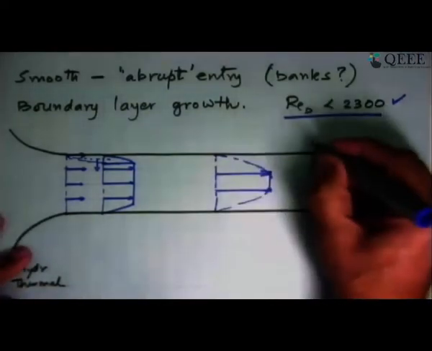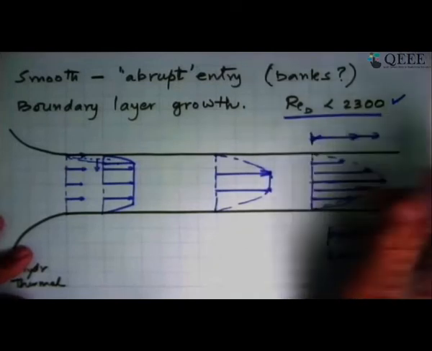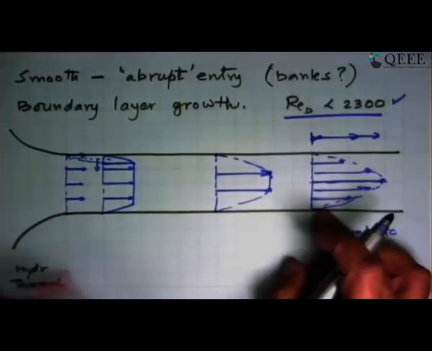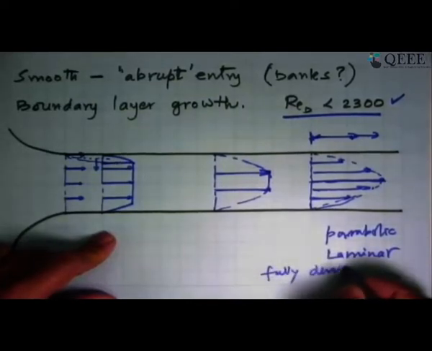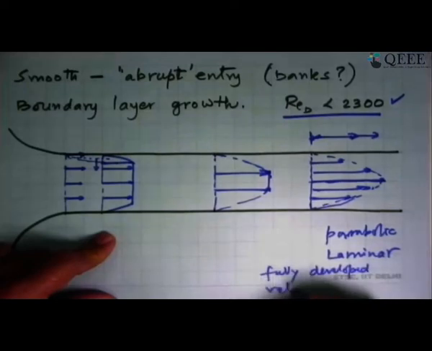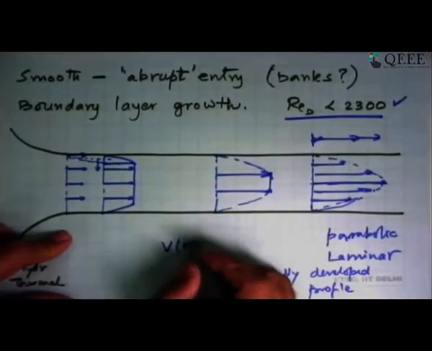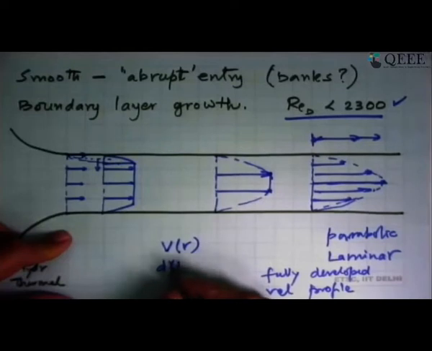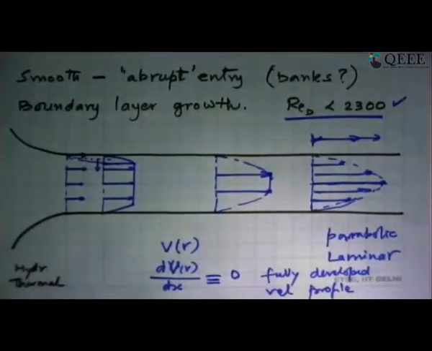Once flow has become like this, from this point onwards, this profile does not change. And this is what we call a fully developed velocity profile. So here, V at any location is only a function of r, and dV_x/dx, which is in the axial direction, is 0. That's what we call a fully developed profile.